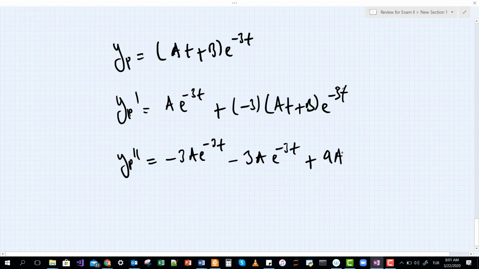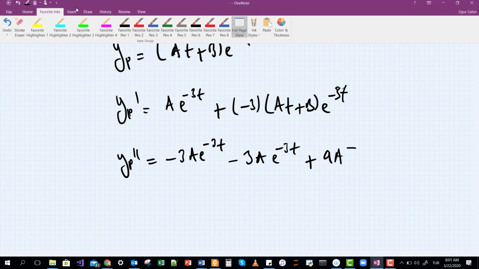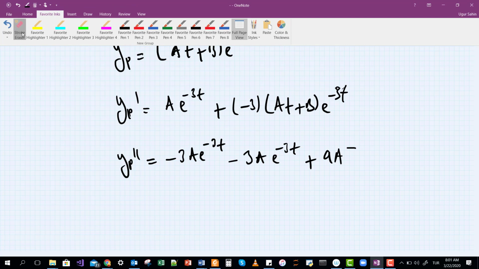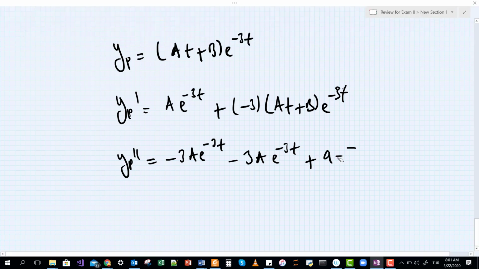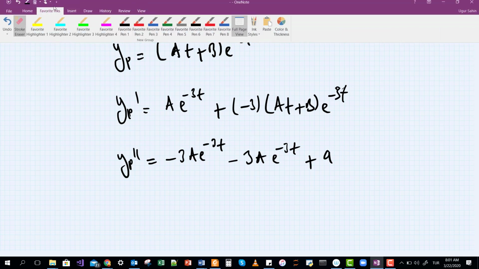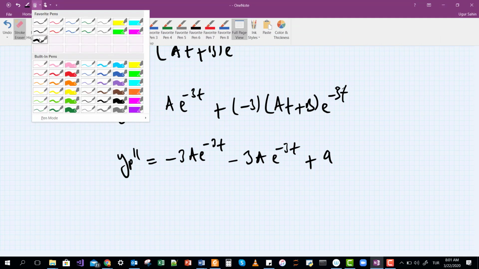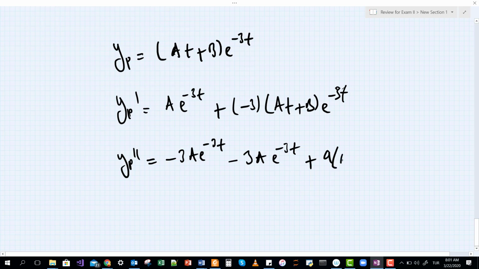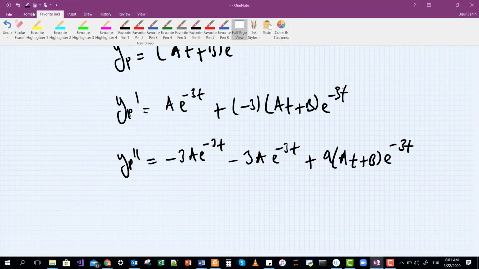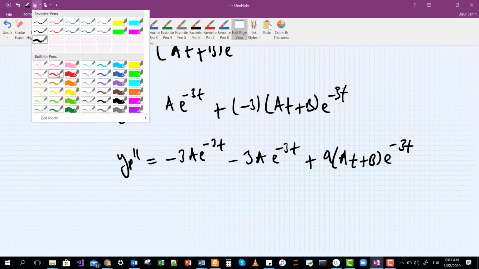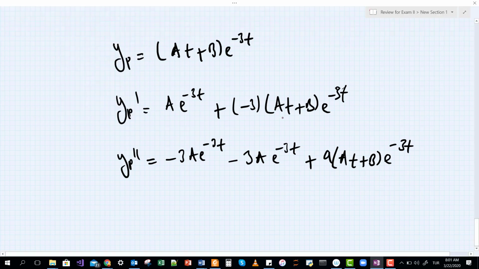So it's going to be positive 9 times, just negative 9, times the rest of these terms, so (at plus b) e to the negative 3t. I can group the terms since I have two types of terms in this case. One of these is the t times e to the negative 3t terms. You see, I have them here.